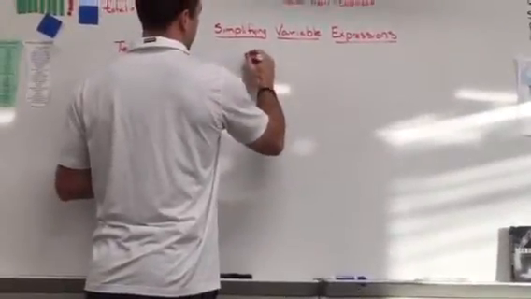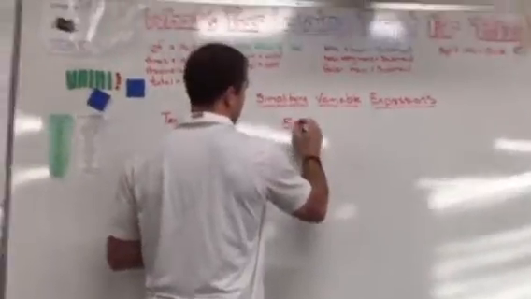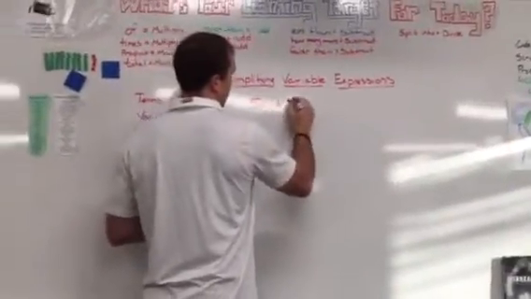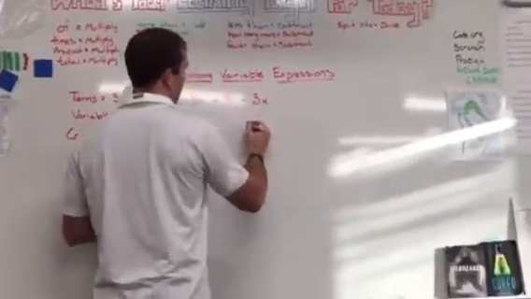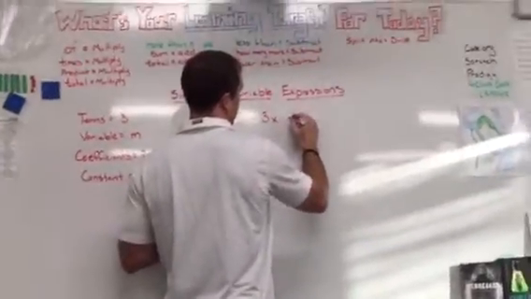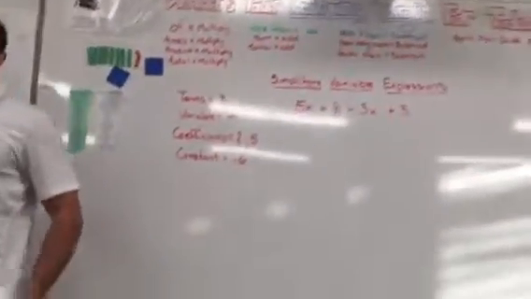Let's go with 5x plus 8 minus 3x plus 3. All right, help me out. What are my like terms? And actually, I'm just going to throw this out there.